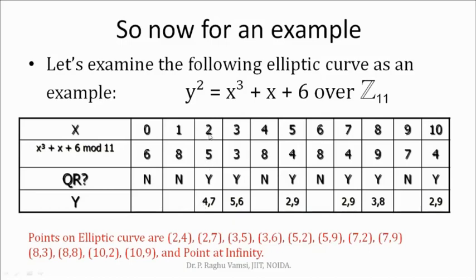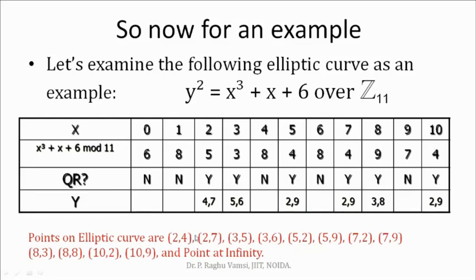So here 5, for example, if you look at 2 cube plus 2 is 10 plus 6, 16. 16 mod 11 is 5. So this is the remainder. But if you look at 4, if y is equal to 4, then 4 square is 16, and 16 mod 11 is 5. So both have the same remainder, with x equal to 2 and y equal to 4, by substituting in this equation. Hence, we can make the pair 2 comma 4. So 2 comma 4 is a point we got.